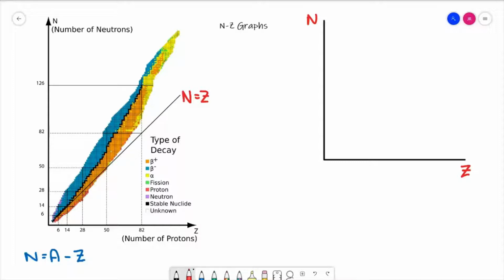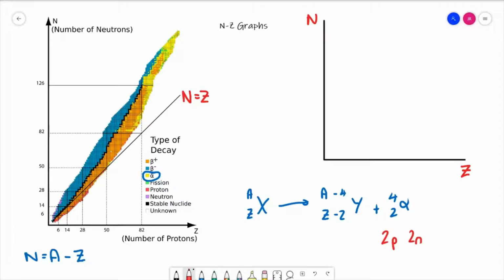The first one we're going to look at then is the alpha decay. And just to remind you from last time, for alpha decay we have the general equation A, Z, X goes to A minus 4, Z minus 2, Y, because it's a different element that's occurring there, plus 4, 2, alpha. So what's occurring in alpha decay then is, remember that the alpha particle is 2 protons and 2 neutrons.